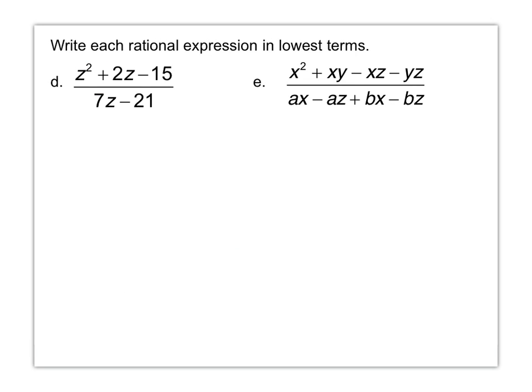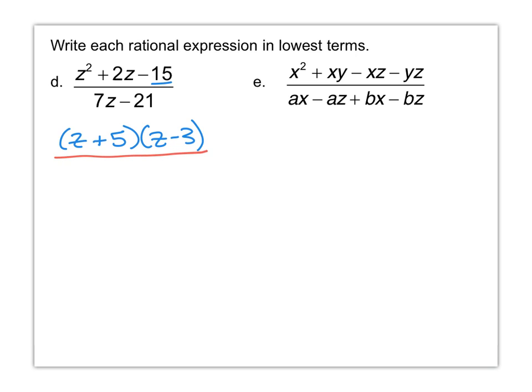All right, part D, we want to write each rational expression in lowest terms. We want to find the greatest common factor, but before we find the greatest common factor, we need to factor both the numerator and the denominator. The numerator is a trinomial, and it's a simple trinomial, so we look for factors of negative 15 that will add up to 2. The factors of the numerator can be expressed as z plus 5 and z minus 3. The factors of negative 15 that will add up to 2 are positive 5 and negative 3. So our numerator is in factored form.